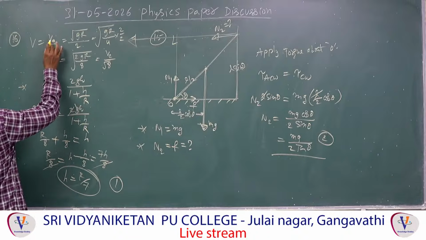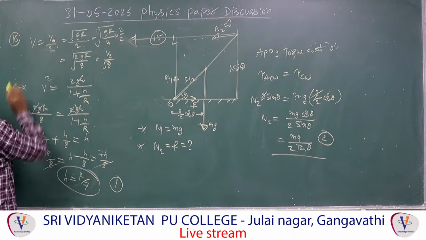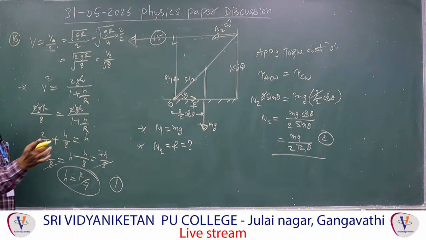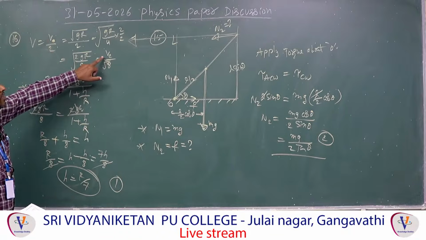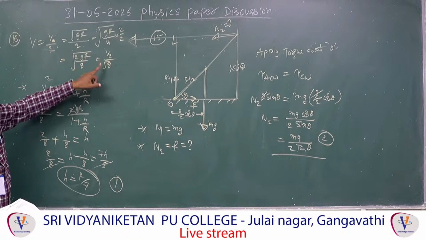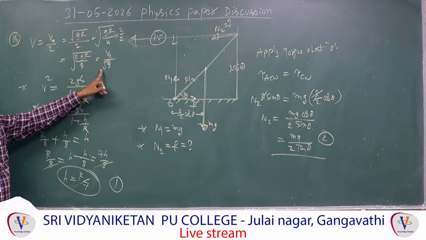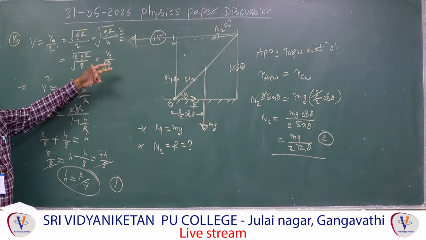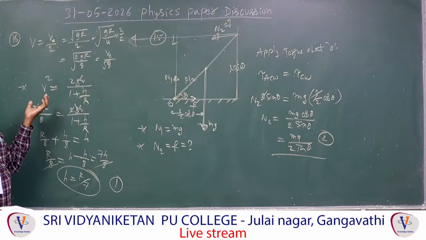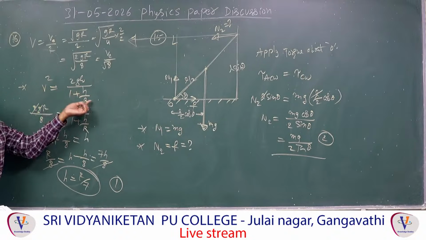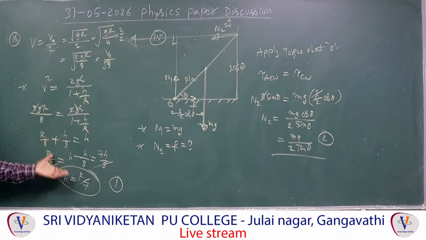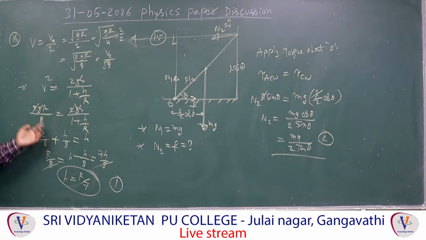Here v0 by 2 is actually the orbital velocity, but I am explaining the point about less than and greater than escape velocity. Comparing this value with the escape velocity, it is less than the escape velocity. For less than escape velocity, the relation is v squared equals 2gh by 1 plus h by R. So we can solve by substituting the values and simplifying, and we get the first option.